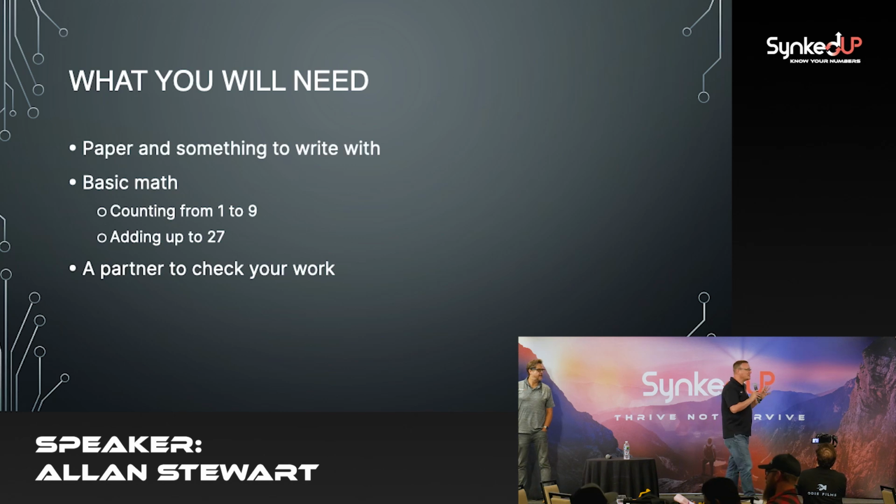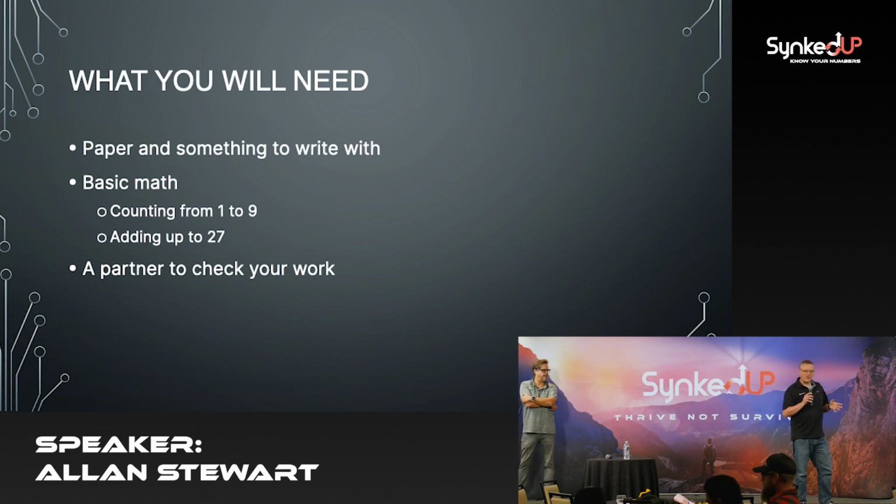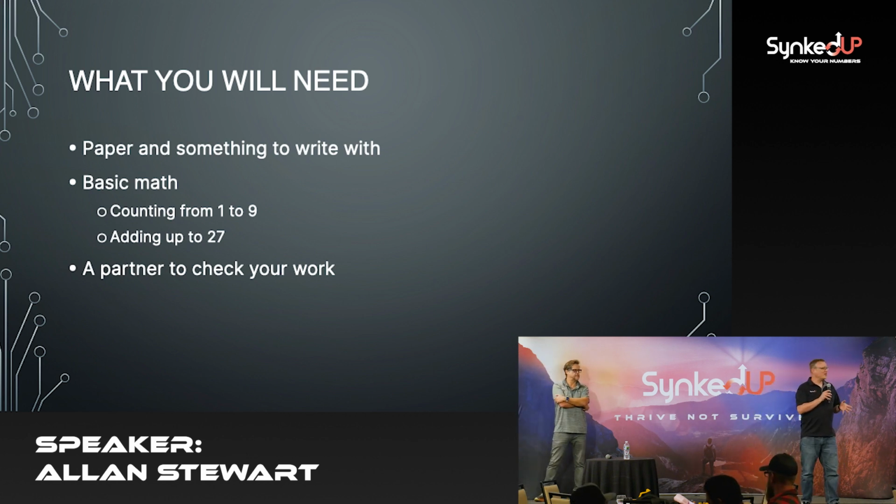All right. We're going to walk you through this exercise. It should be pretty quick, pretty easy. If you look out on the screens, you'll see what you're going to need. It's not a lot. You need a pen and paper, something you can write with. If you have to, you could do it on your phone. There is some basic math required. I think that all of your kindergartners could probably do this thing, so it shouldn't be too bad. And a partner to check your work.